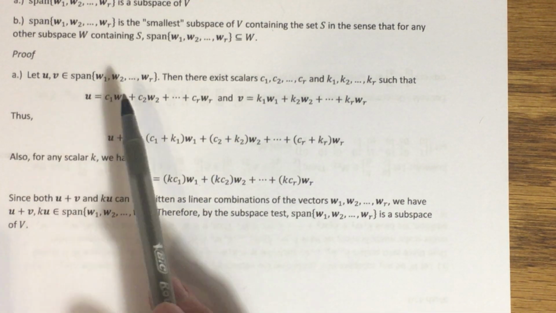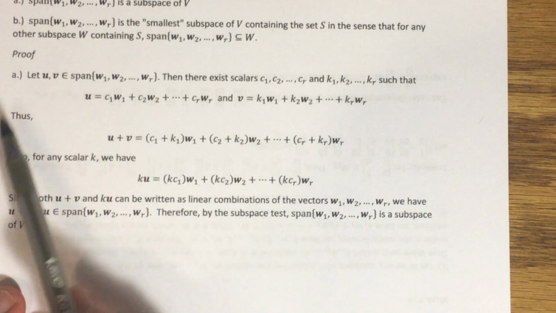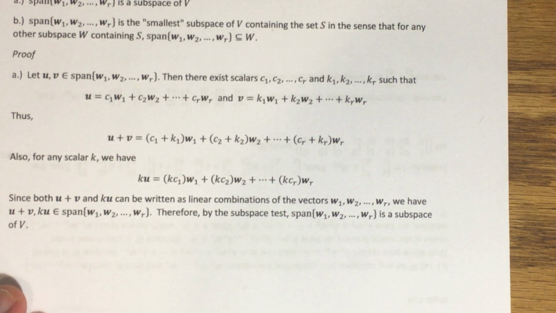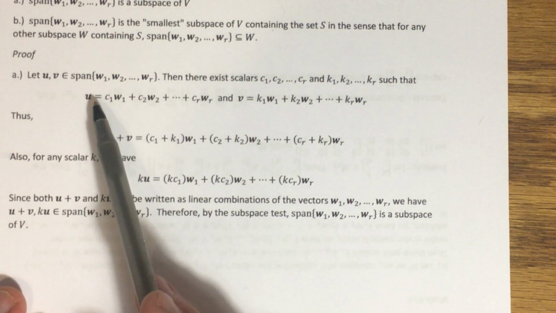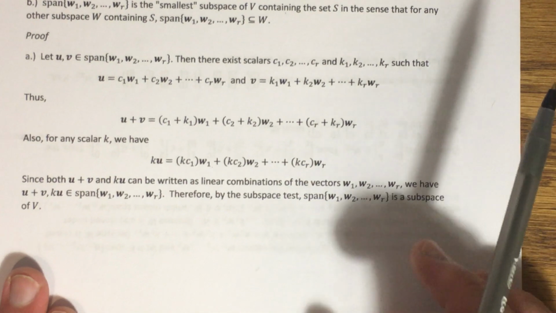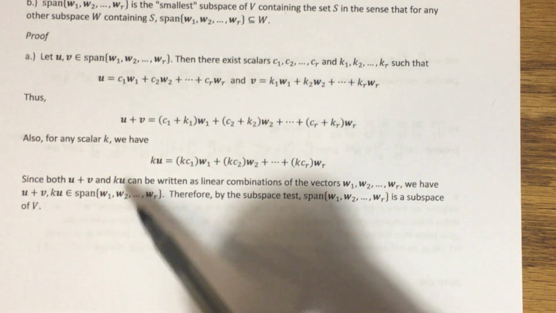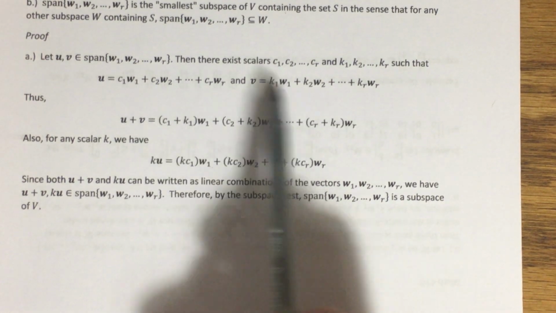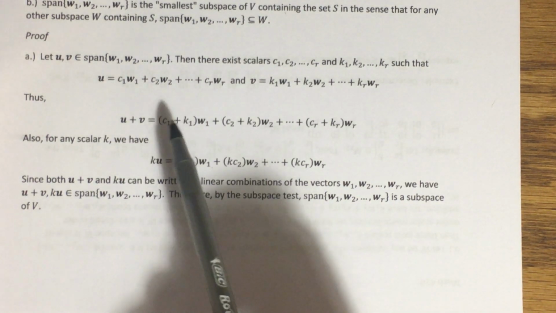So to prove that this set is closed under addition, I want to show that u plus v also would have to belong to the span. But what is u plus v? Well, we've proven enough properties of vector spaces here, and even just the vector space axioms, to know that adding vectors together, we can do something similar to combining like terms.